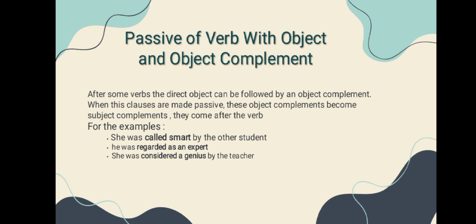Next, passive of verbs with object and object complement. After some verbs, the direct object can be followed by an object complement. When these clauses are made passive, these object complements become subject complements. They come after the verb. For the example: she was called smart by the other student. Next, she was regarded as an expert. Last, she was considered a genius by the teacher.